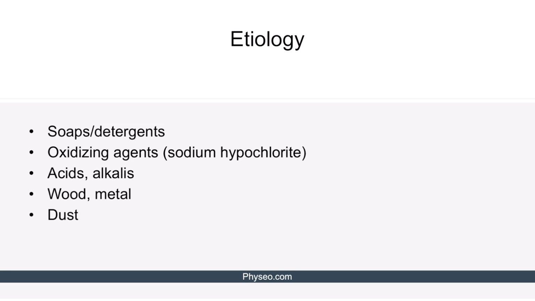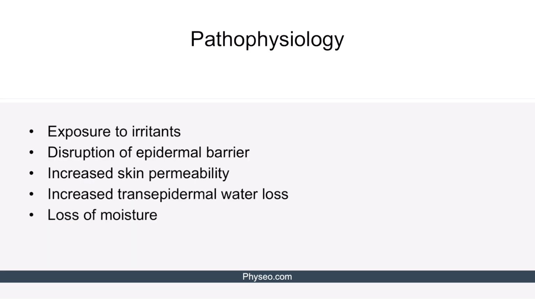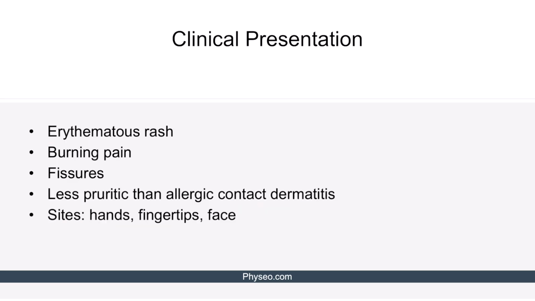The common irritants include soaps, detergents, oxidizing agents like sodium hypochlorite, acids, alkalis, wood, metal, and dust. The pathophysiology begins after exposure to the irritants, and the epidermal barrier gets disrupted, which then increases skin permeability, and that increases transepidermal water loss and loss of moisture. Patients usually present with an erythematous rash, which may be accompanied by burning pain. Now, fissures or small cracks can also be seen.